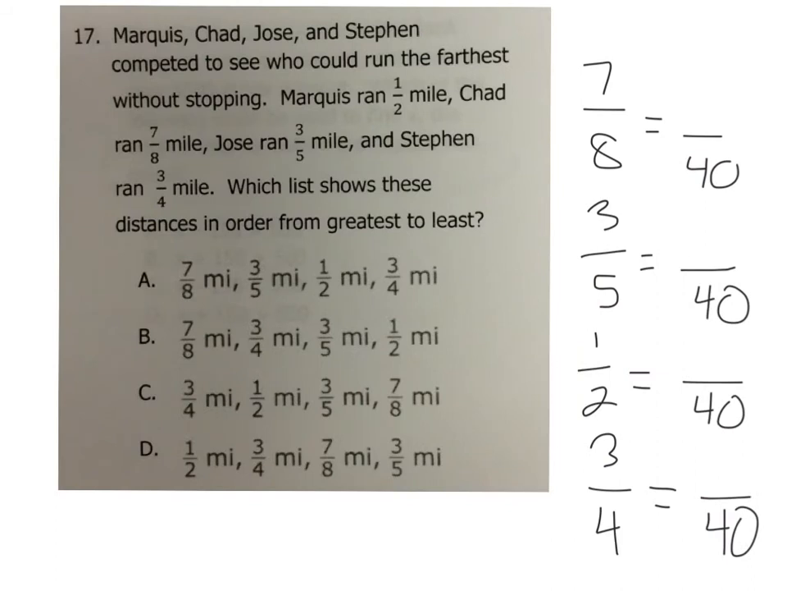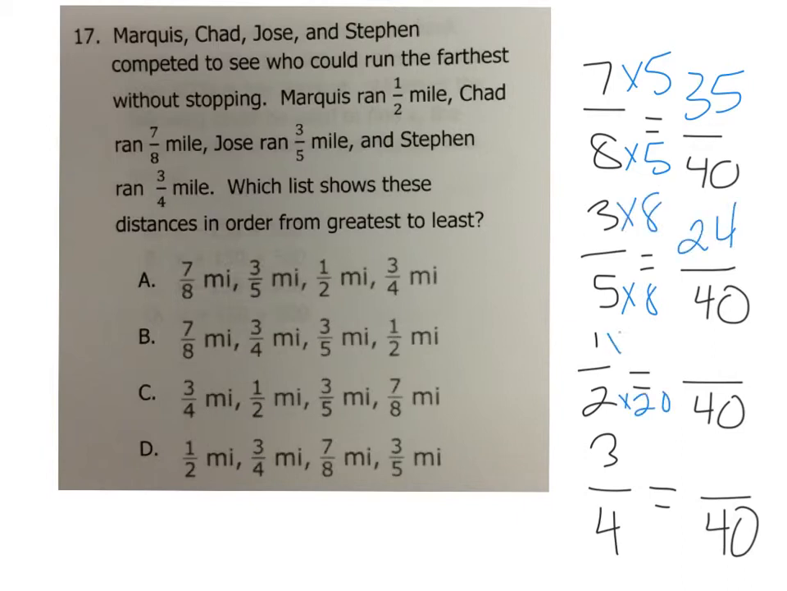Number 17, you have to find a common denominator. So I found 40. 8 times 5, so 7 times 5 is 35. 5 times 8, so 3 times 8 is 24. 2 times 20, so 1 times 20 is 20. And 4 times 10, so 3 times 10 is 30. And then you're just looking at your numerators to put them in order.